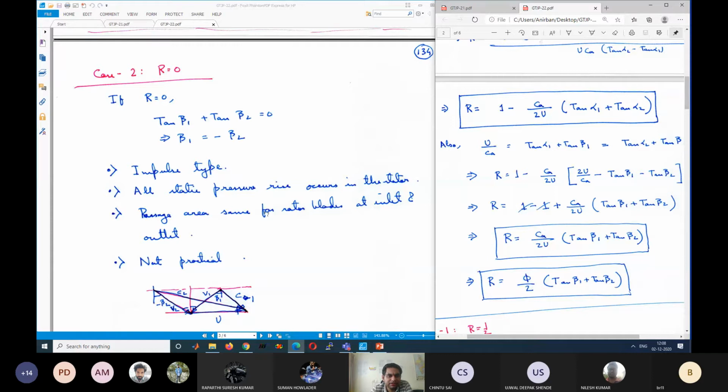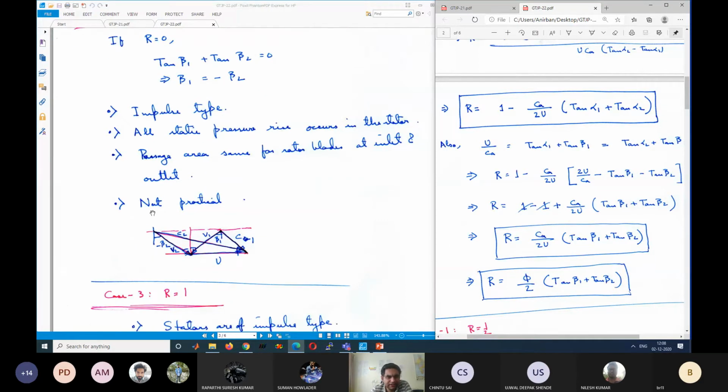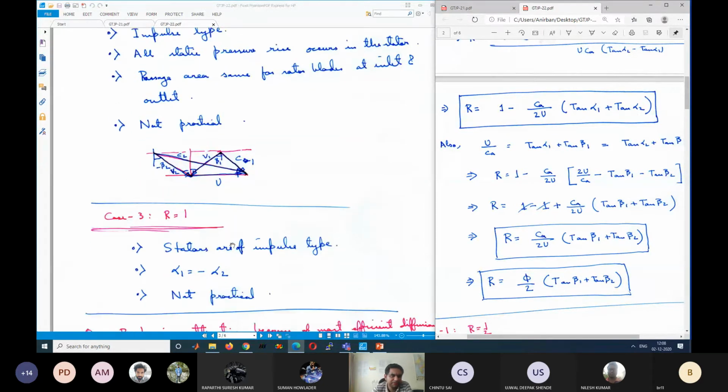All static pressure rise occurs in the stator. Passage area remains the same for the rotor blades at the inlet and outlet because it is not acting like a diffuser. This is not practical, because we can see here that C2 is so large, it will lead to huge losses. It's not practical. Similarly, you can also check for R equal to 1, the other limiting case.